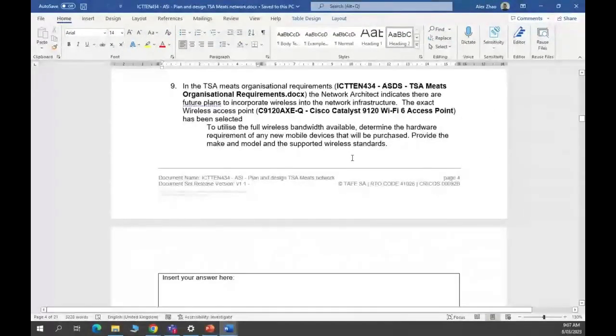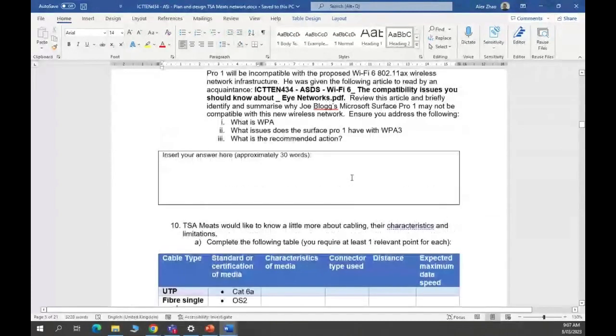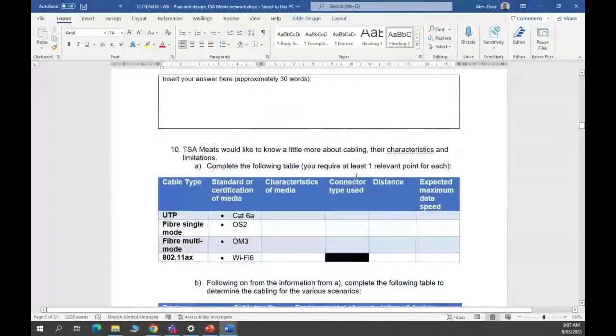And we've covered a few more now since last time we spoke about this. So let's go through another couple of questions, and hopefully those questions now make a lot more sense. So we went through 9. Sorry, let's go through 10. So 10 is all about the different types of physical cables.